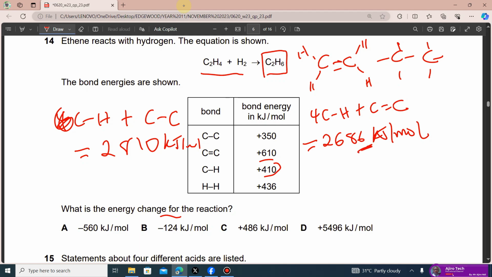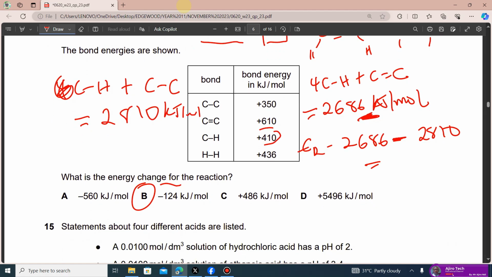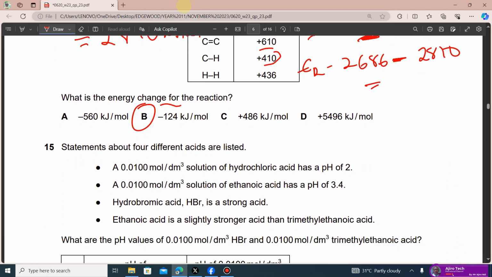Now the next thing is you're going to subtract to get the energy change of the reaction. The energy change of the reaction now is going to be 2686, that's the energy of the reactant, that's the energy required to break the bonds, minus the energy required to form the product. So if you do this subtraction, you have B as the answer. So that's how to solve questions like that.